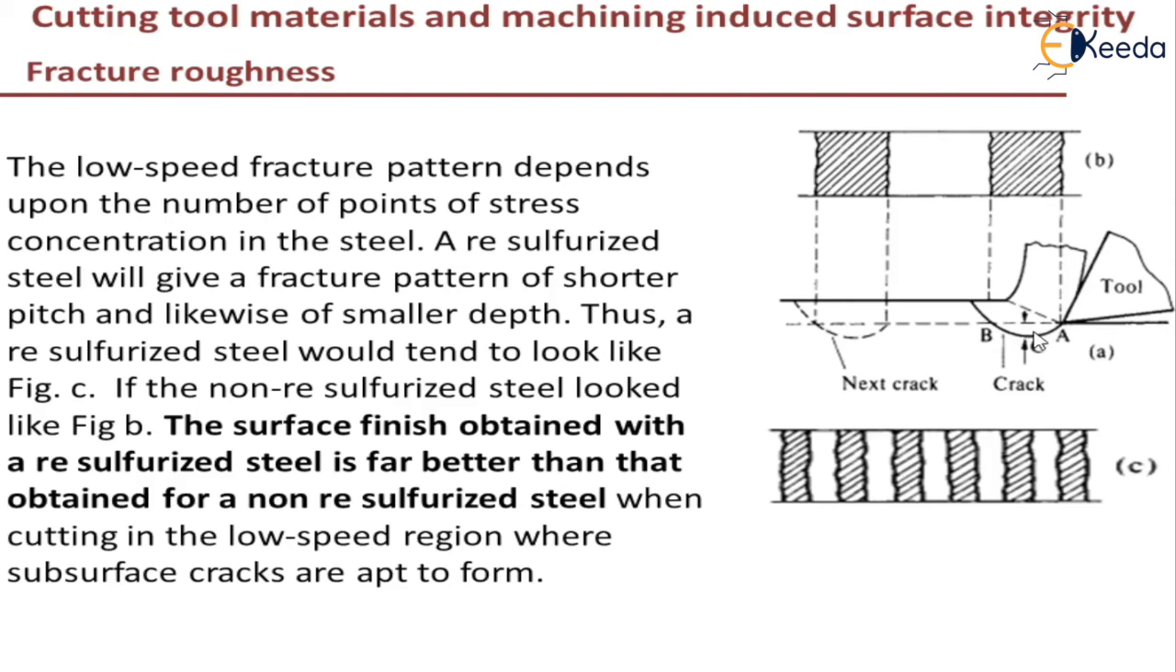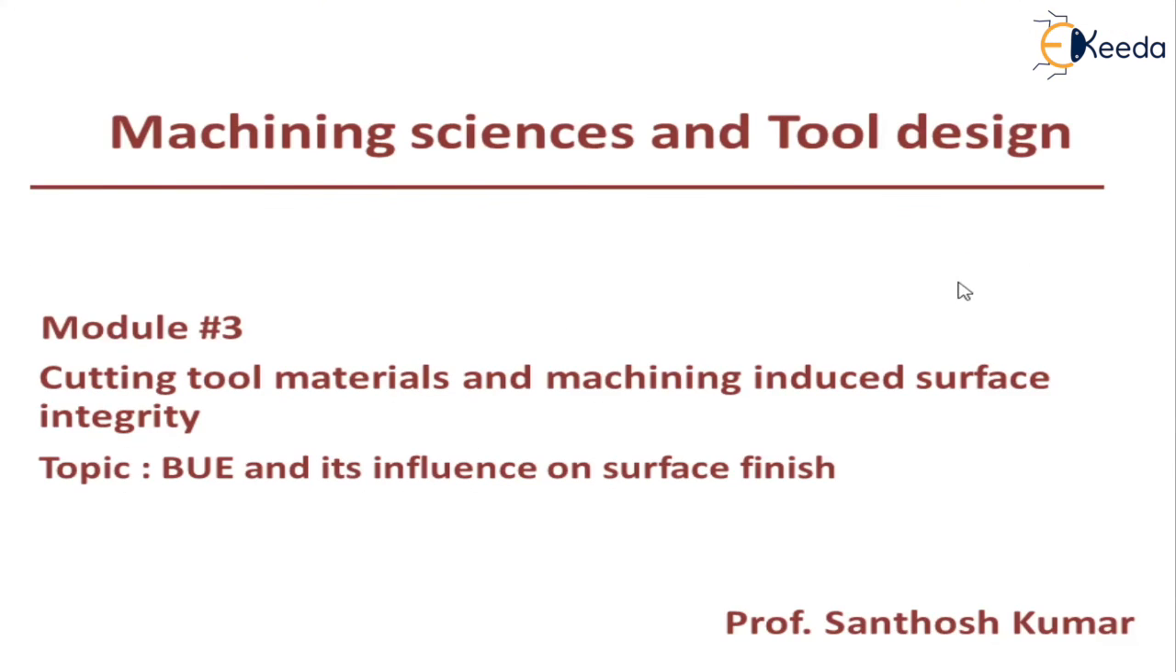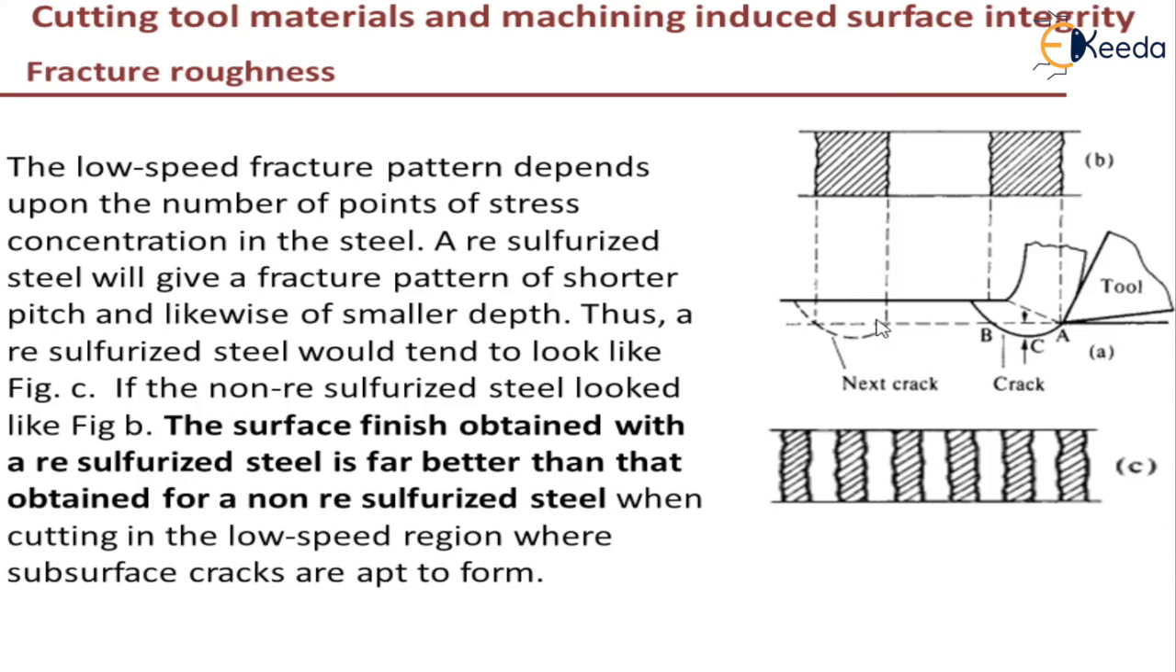This is an example of low speed surface fracture, and resulfurized steel will give a fracture pattern of shorter pitch and likewise smaller depth. Thus, resulfurized steel looks like figure C, whereas non-resulfurized steel looks like figure B. The surface finish obtained from resulfurized steel is far better than that obtained from non-resulfurized steel, when cutting in the low speed region, where rough subsurface cracks are apt to form.